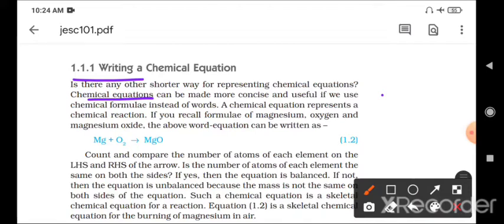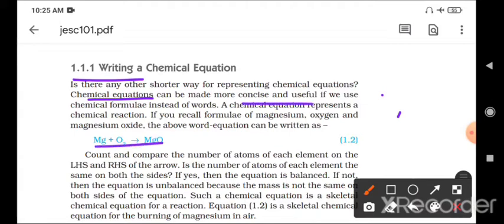So what is the most convenient method to represent the chemical equation? Means chemical formula instead of words. So the best method, later the scientists concluded that the chemical formula is better than the word equation. So later the scientists will write it in the form of this.